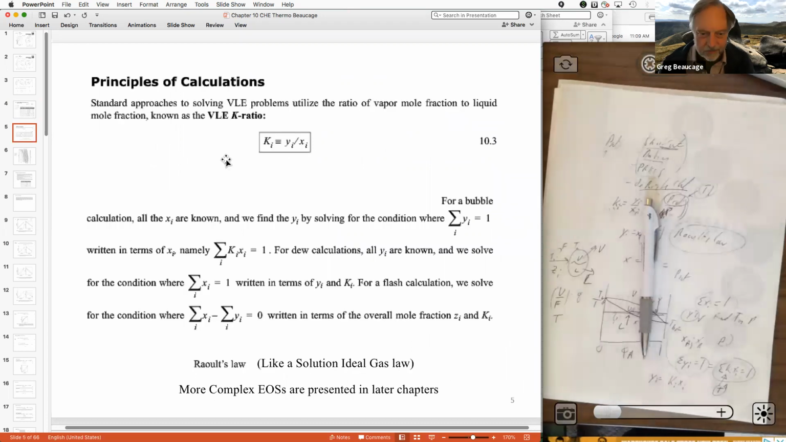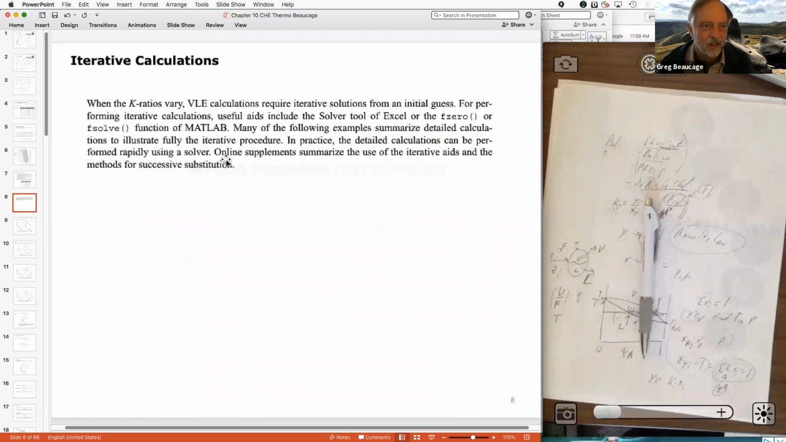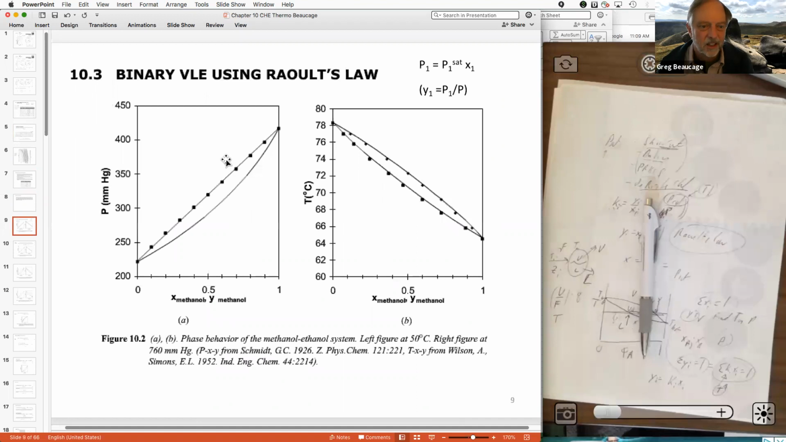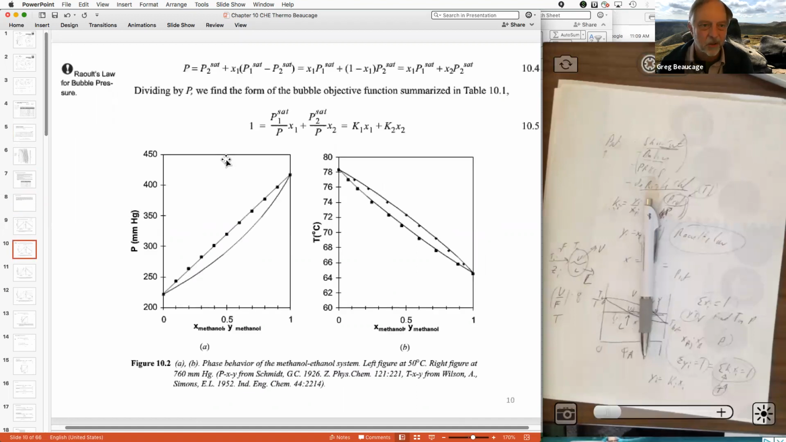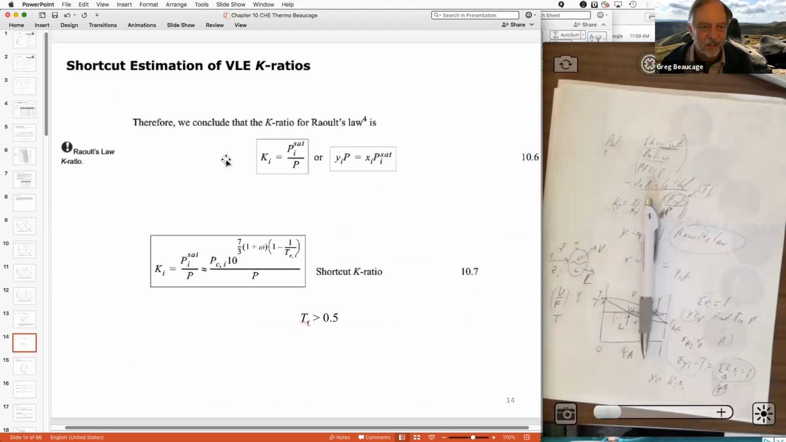So I'm going to go through some examples here, which is kind of the main issue. And then hopefully you can get the feel for how this works. Kind of gone through this stuff.